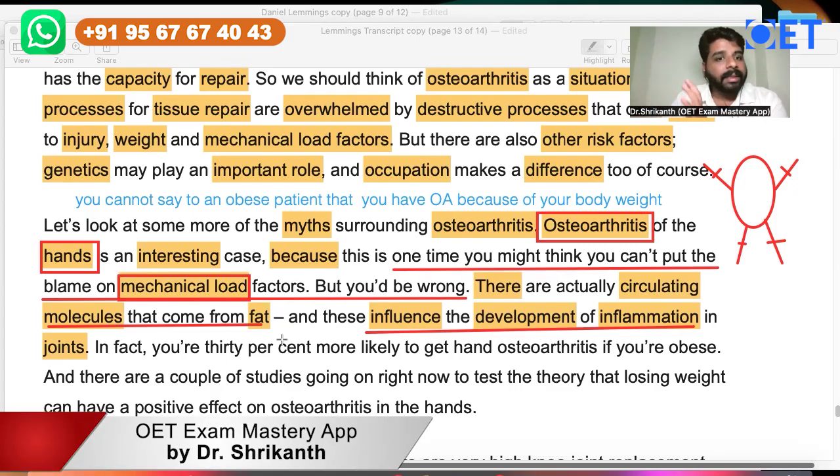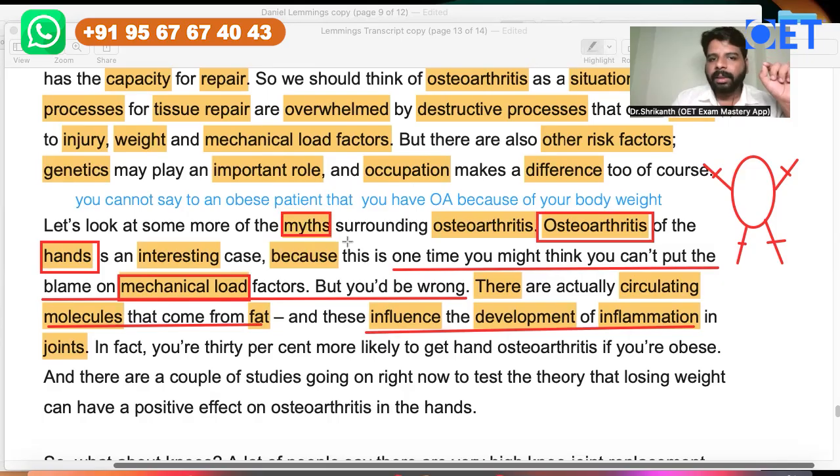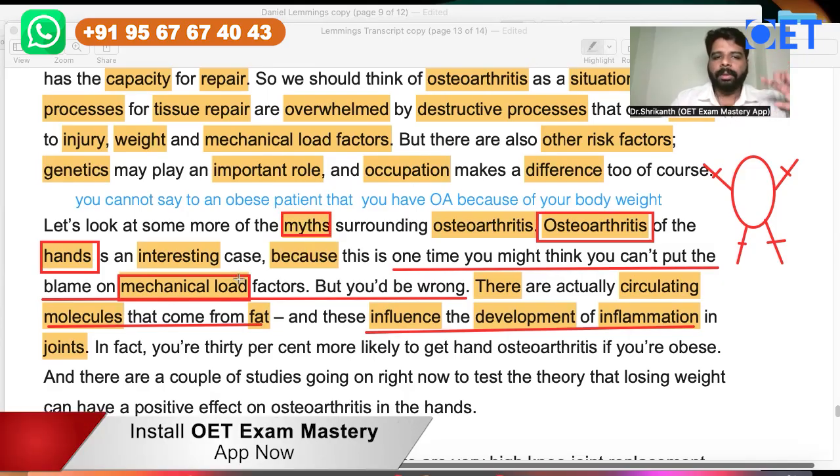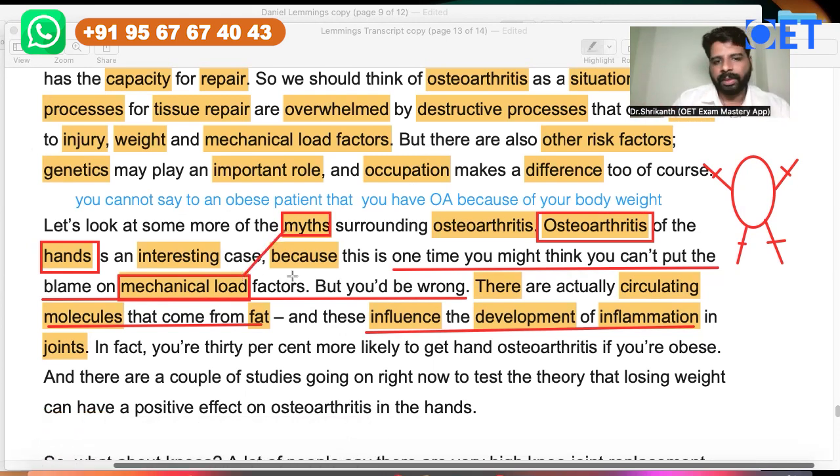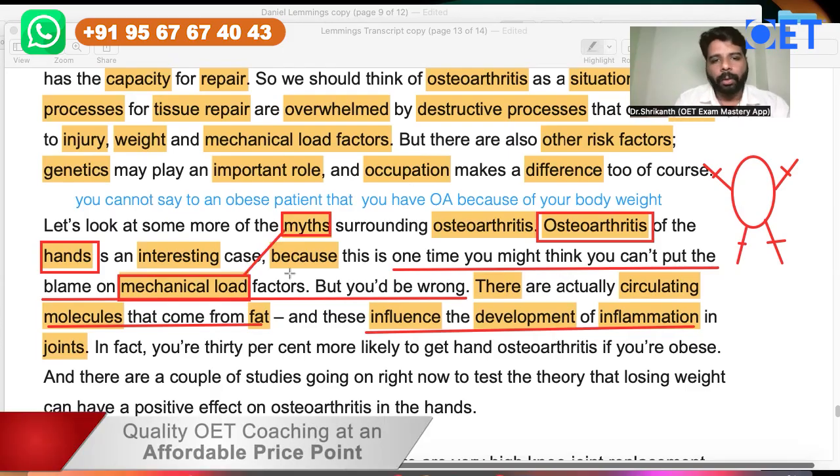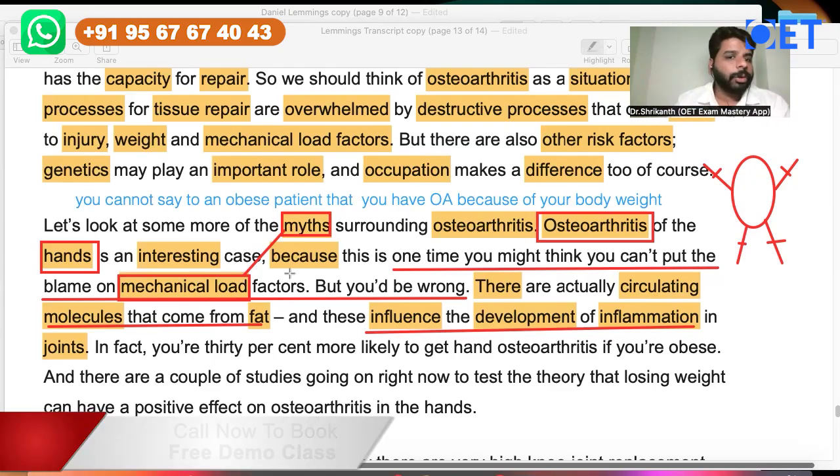Okay. So he's saying this is a myth. So what is the myth over here? He's talking about the myth of osteoarthritis. The myth is that it is only mechanical load. People say mechanical load is equivalent to osteoarthritis, but that is the myth over here. So he is saying that is wrong information. Even without mechanical load, that joint will develop osteoarthritis. So he is clarifying the myth. Okay, Michael is basically correcting the myth over here.